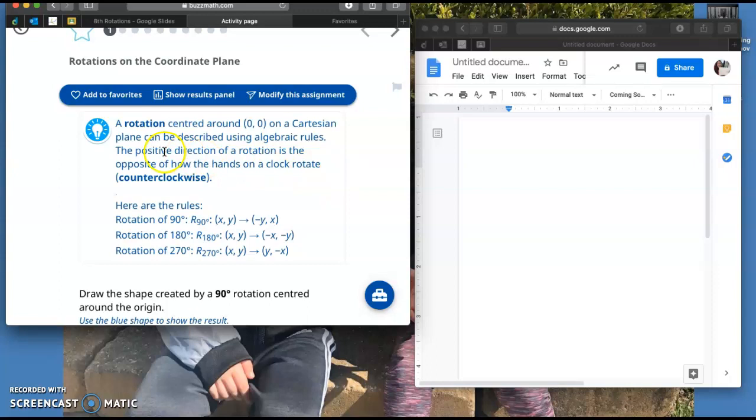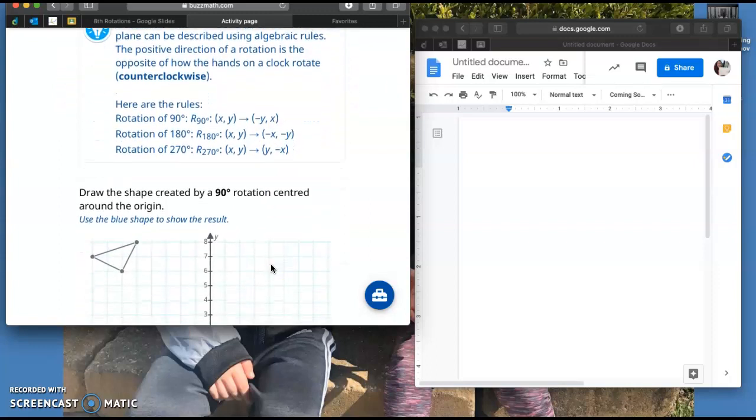All right, so this says a rotation, and here are the rules. Rotation of 90 degrees is (x, y). These are the rules that were just on the slideshow. So, draw the shape created by a 90-degree rotation centered around the origin. So they're looking for a 90-degree rotation.